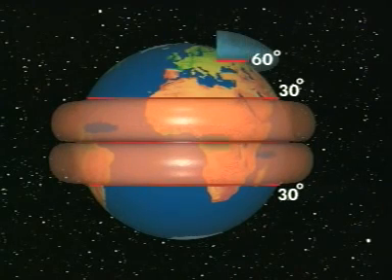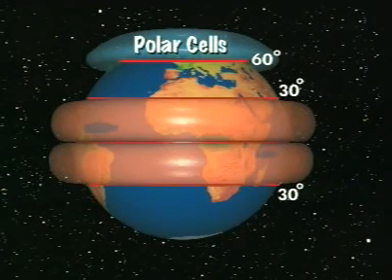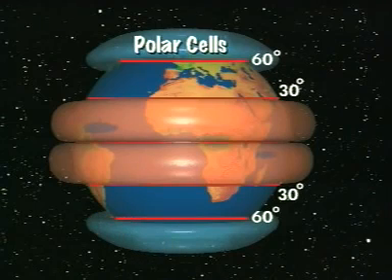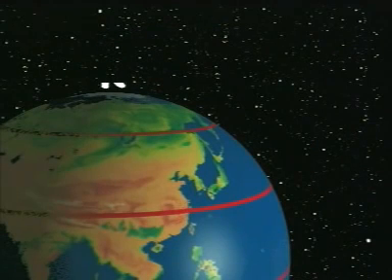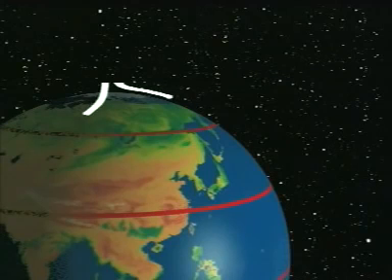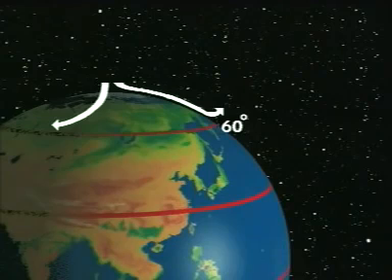At the poles, cold air forms a pressure cell called a polar pressure cell. Air flows towards the faster traveling equator, but drops behind this time because it is slower than the surface it is moving towards. So again, it is diverted by Coriolis.